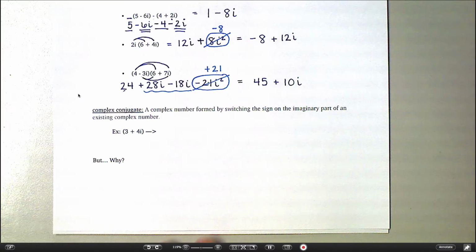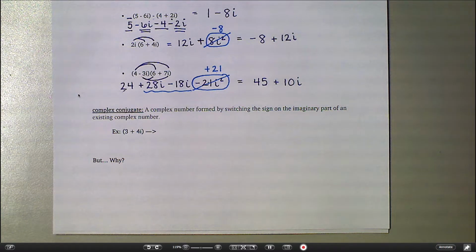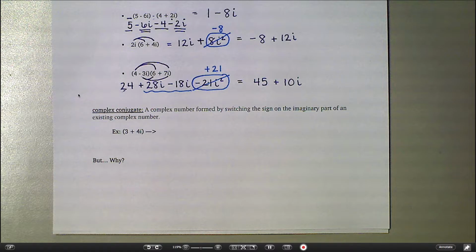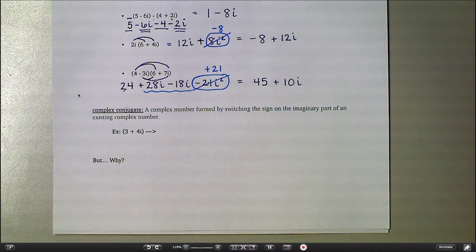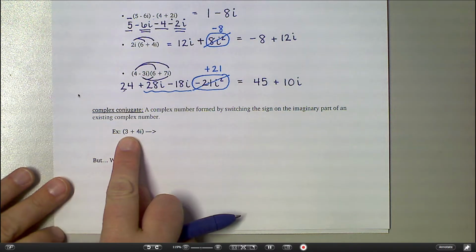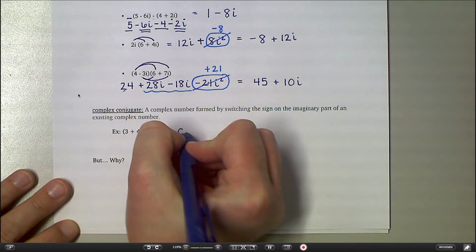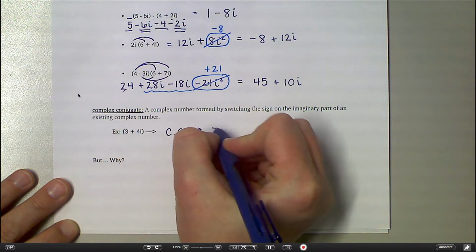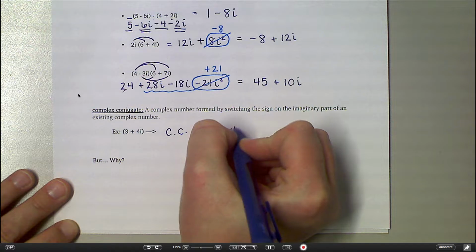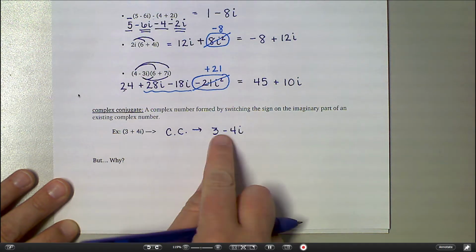And there's a definition written there in words. It's probably not going to make a whole lot of sense in words, but when you see it in symbols, it'll make sense. A complex number formed by switching the sign on the imaginary part of the existing complex number. Here's what that means. If I have 3 plus 4i, the complex conjugate is 3 minus 4i.